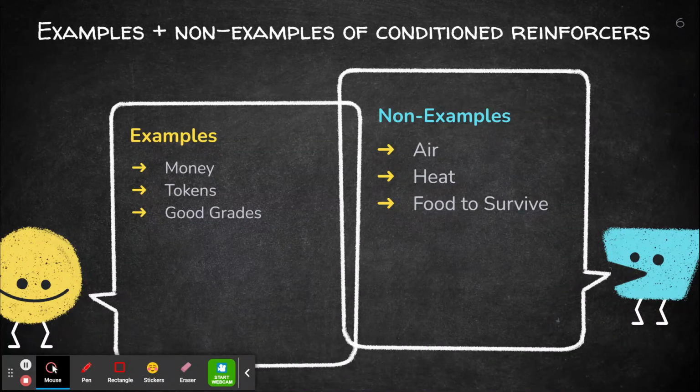Let's think of some examples and non-examples of conditioned reinforcers. Start off with the non-examples: air, heat, food to survive. These are primary reinforcers, so they are needed to survive and they don't even need to be conditioned to be reinforcing. All right, so that's why I have them in the non-example category. And then we have the examples. I have here money, tokens, and good grades.